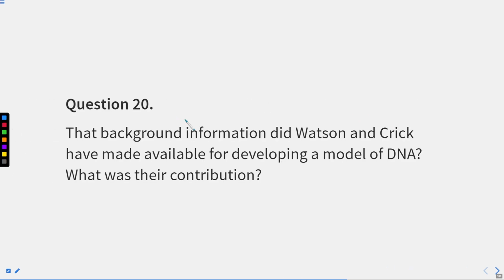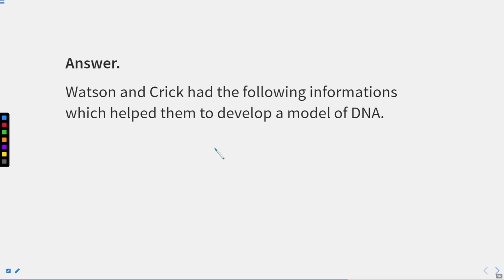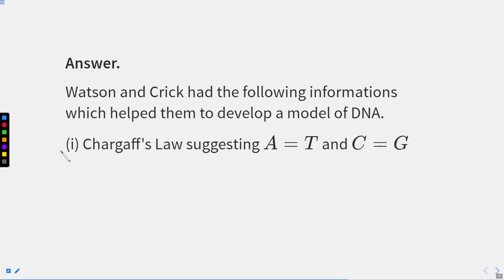Now, question number 20. What background information did Watson and Crick have made available for developing a model of DNA, and what was their contribution? Watson and Crick gave the double helical structure of the DNA, and they had some background information which helped them to develop the model of DNA. What was that background information? First of all, Chargaff. They had the information of Chargaff.